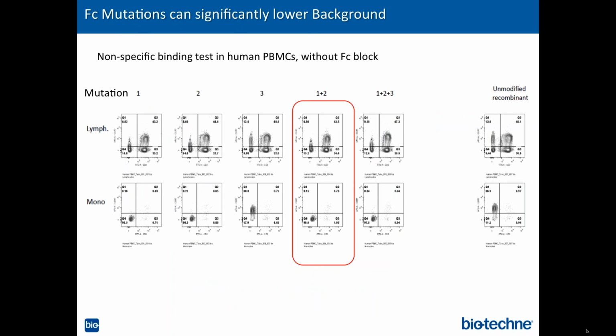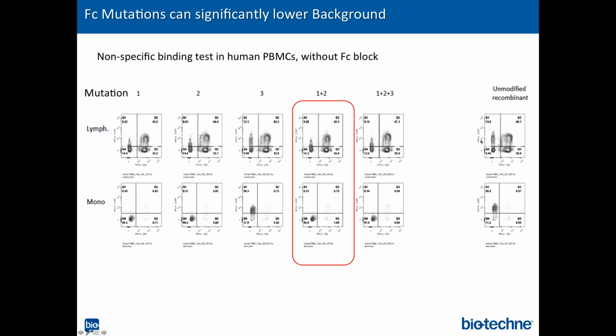So we made a bunch of mutations indicated on the top. On the top of this graph, we just call them mutation 1 through 2, 3. Those are single mutations introduced. And in addition, we made the dual mutation 1 and 2 combined, as well as all 3 mutations in one FC backbone. On the very left is the result of the original parent, the unmodified recombinant version.